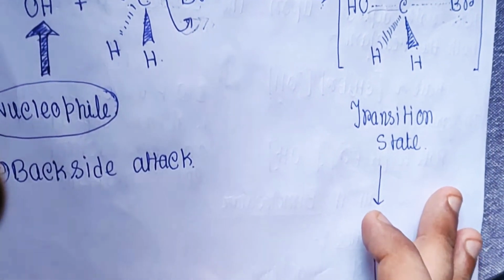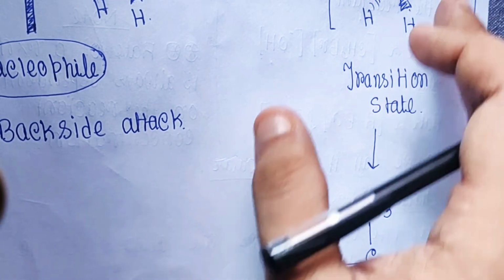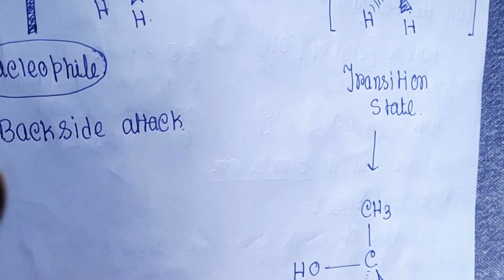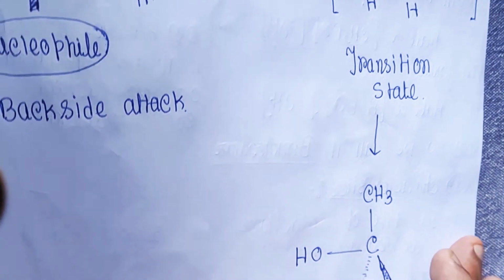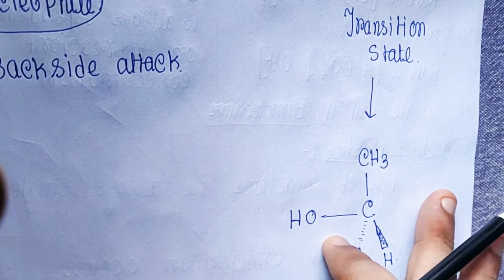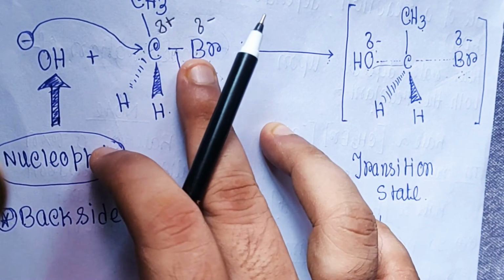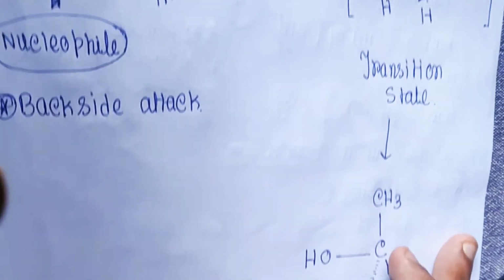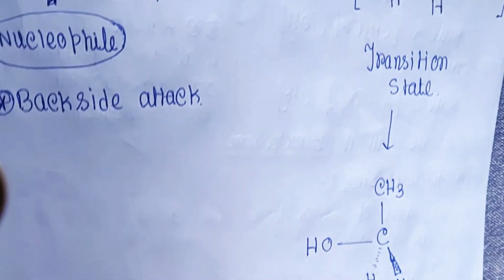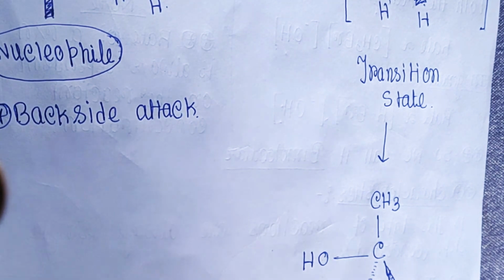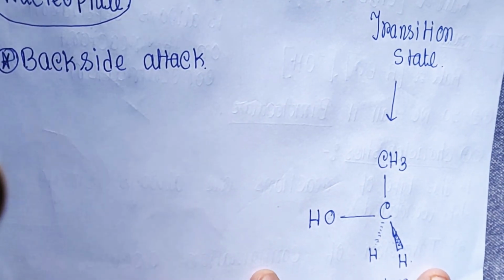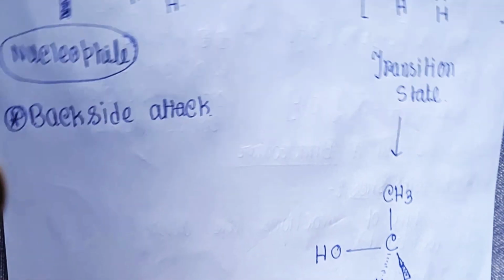So what would be the result of this transition state? You can see after some time Br would get out from the reaction and there would be an inversion of configuration. As you can see, initially Br was on the right side. Now the product that is coming has OH on the left side. So we call it an inversion of configuration, as you can see here.